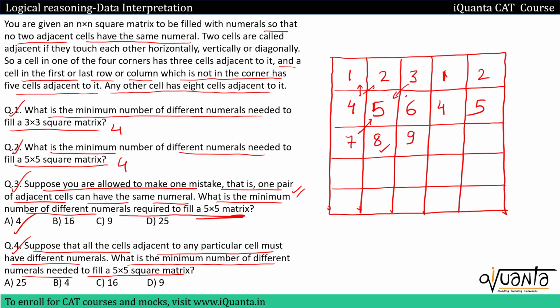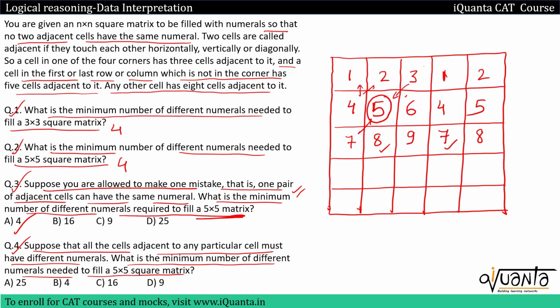We'll have no other numeral left. Why? Because this 5 has 8 cells adjacent to it, and all of them should be different. So I'll be putting 9 over here. Then I cannot use 1, 2, 3, 4, 5, 6. So I'll use 7 over here, then 8 over here.